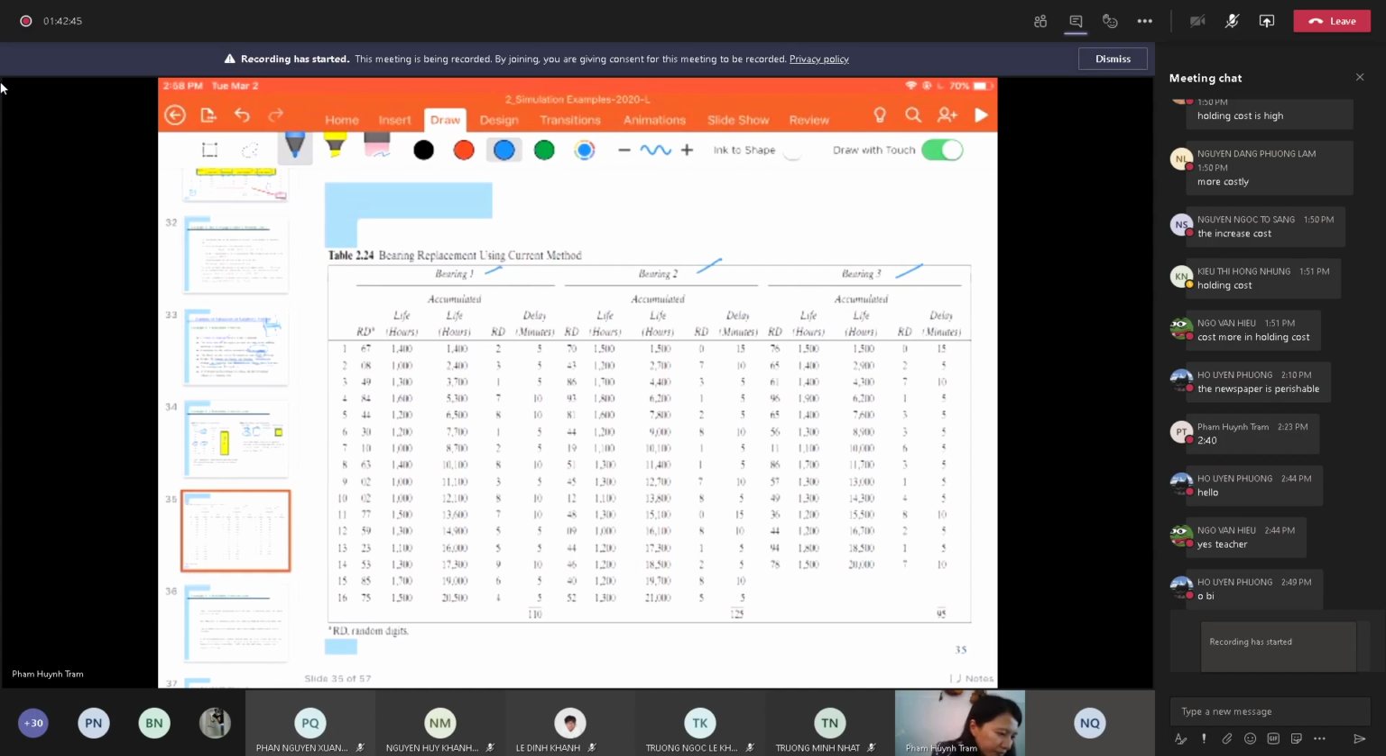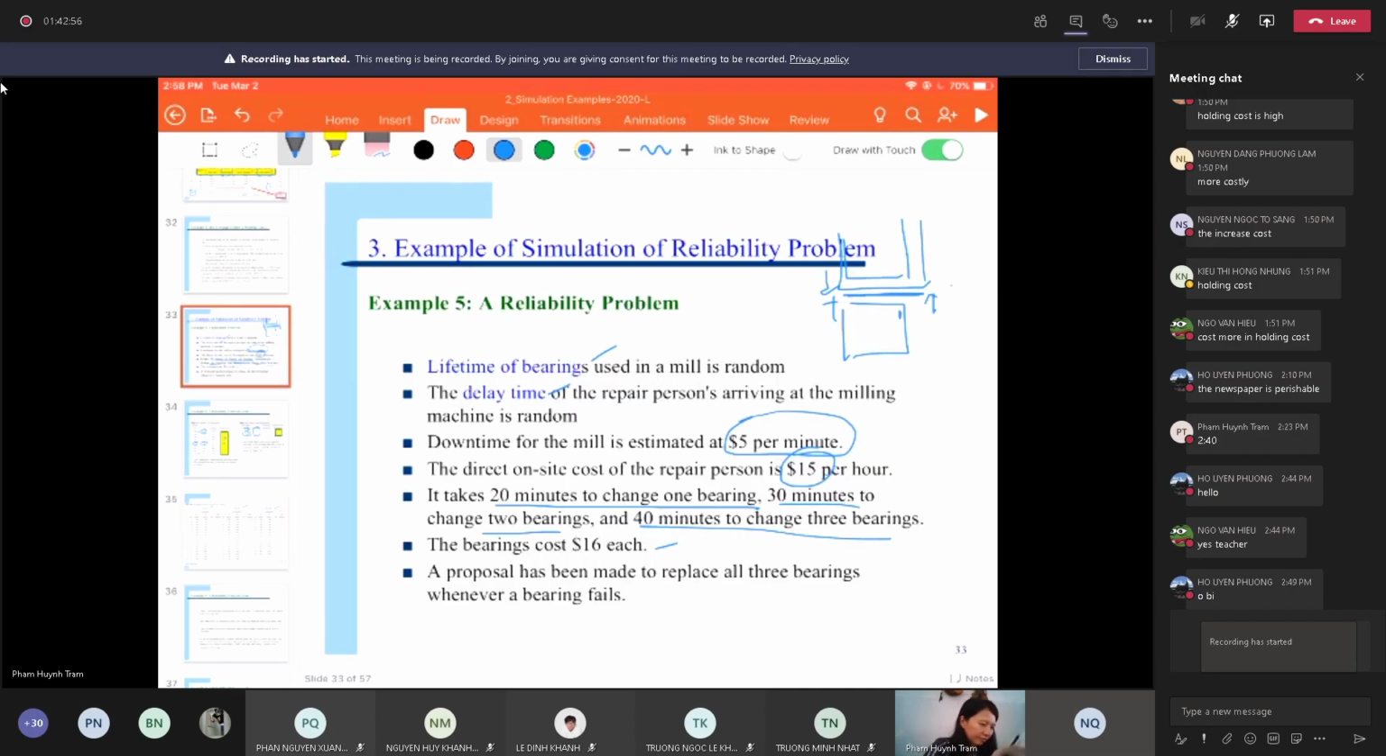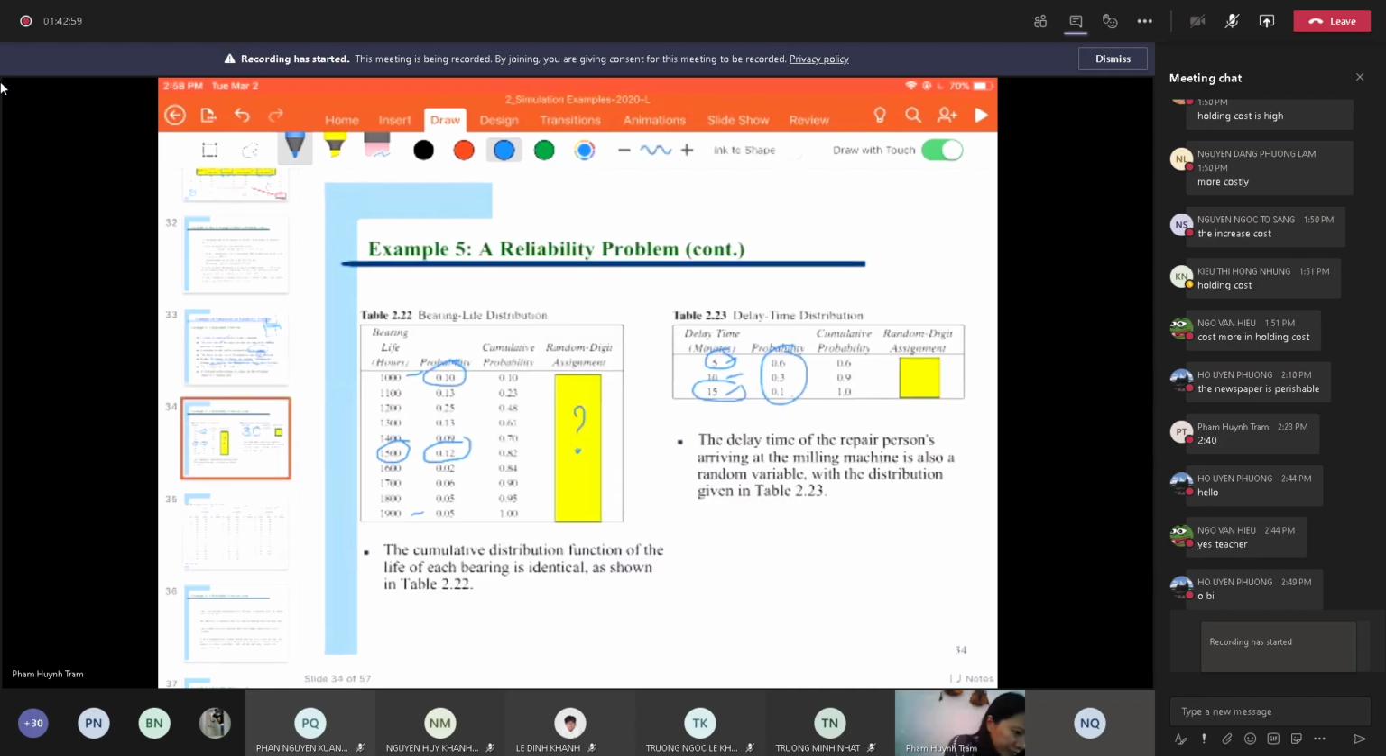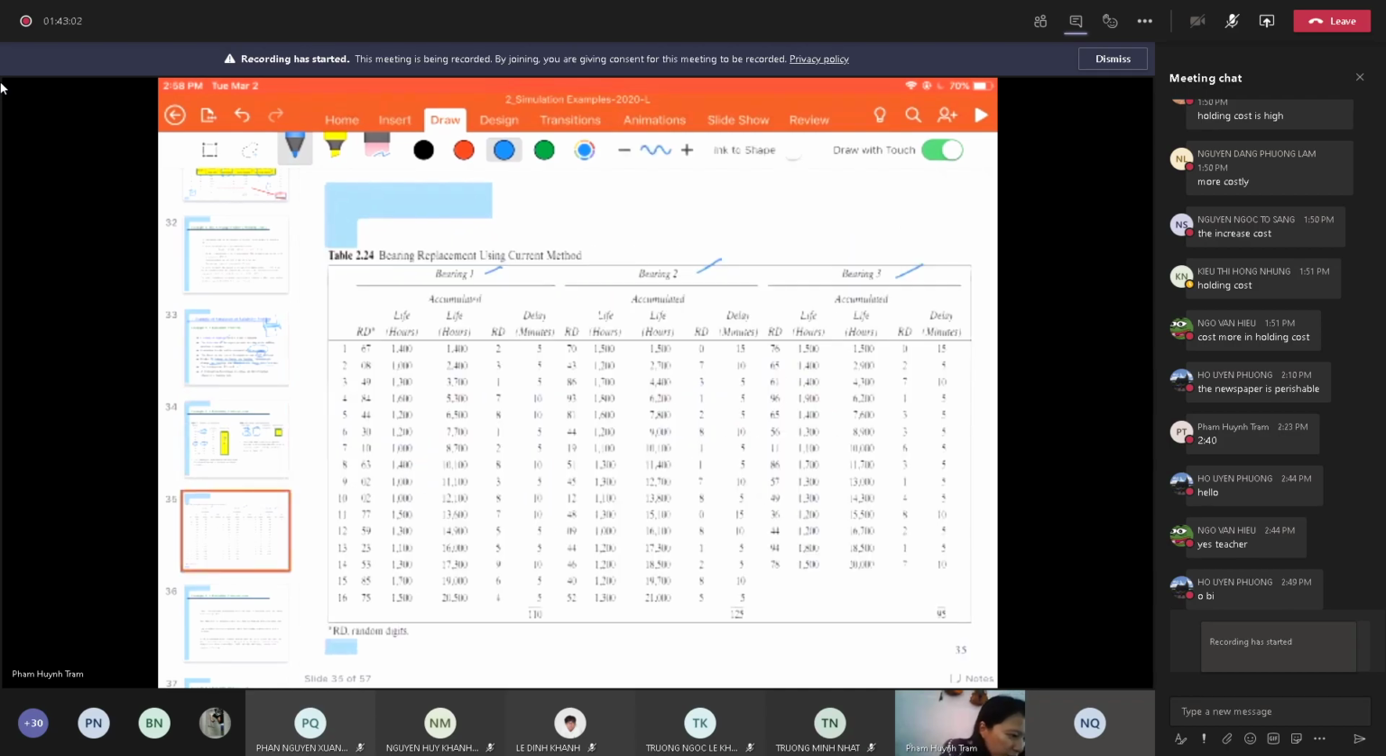All right, so let's try number one. We will simulate the lifetime of bearing number one. We got a random digit 67, so the life is 1,400 hours. We will record the time of the simulation by looking at the accumulated life. This is the simulation time.